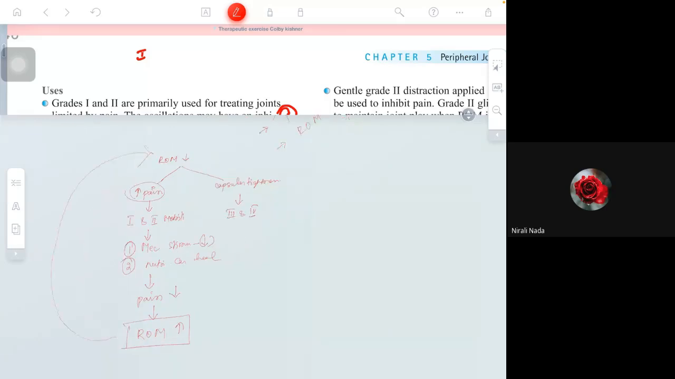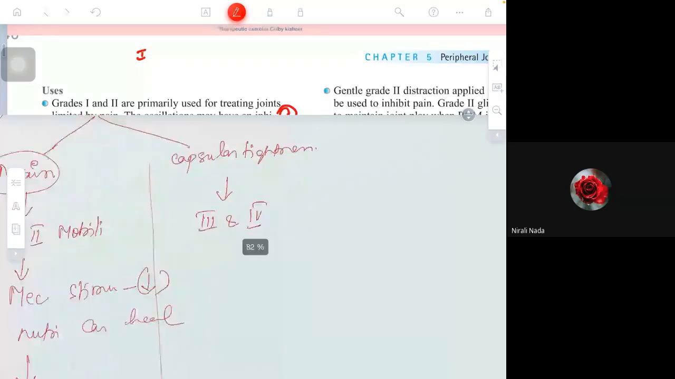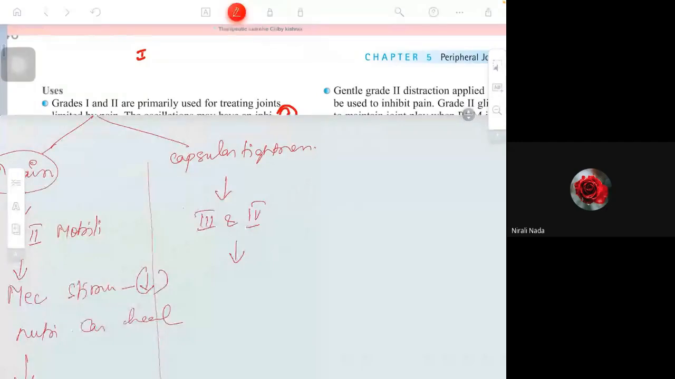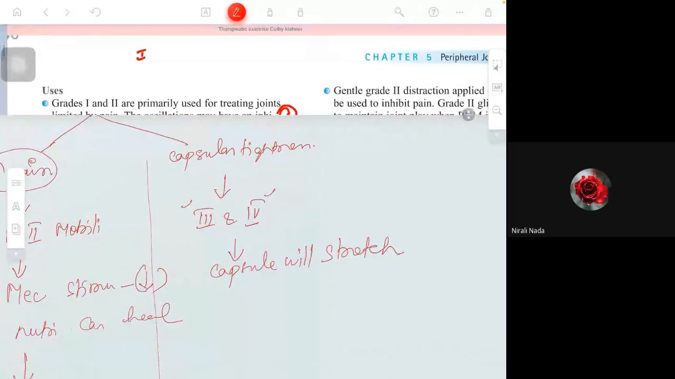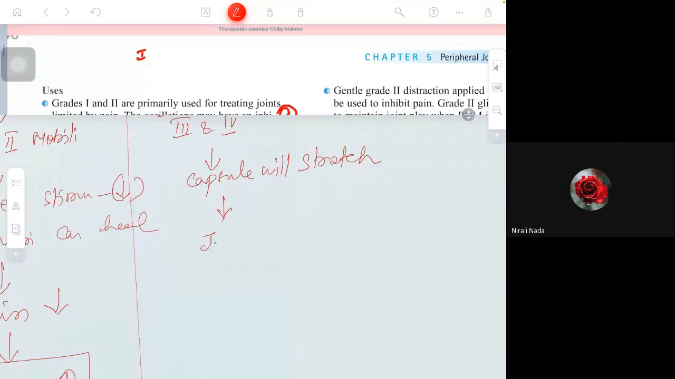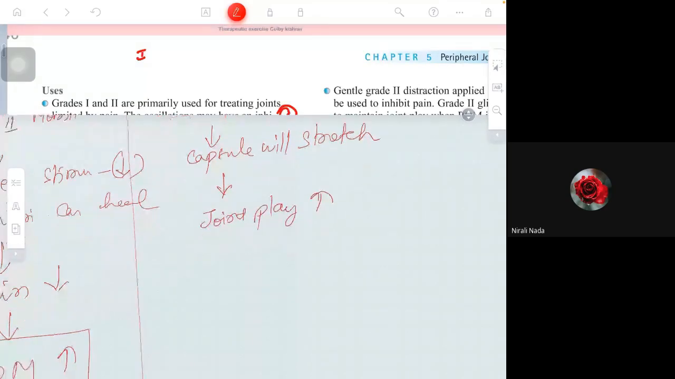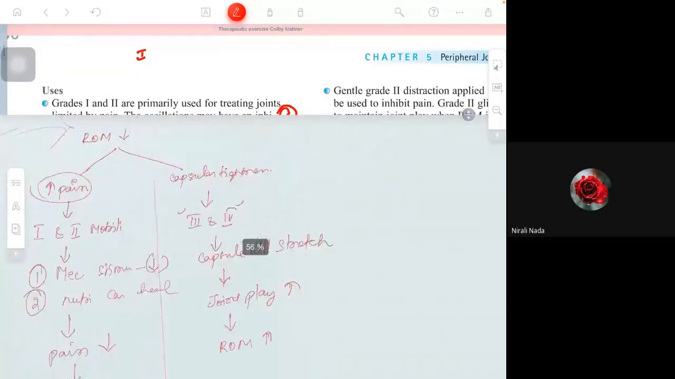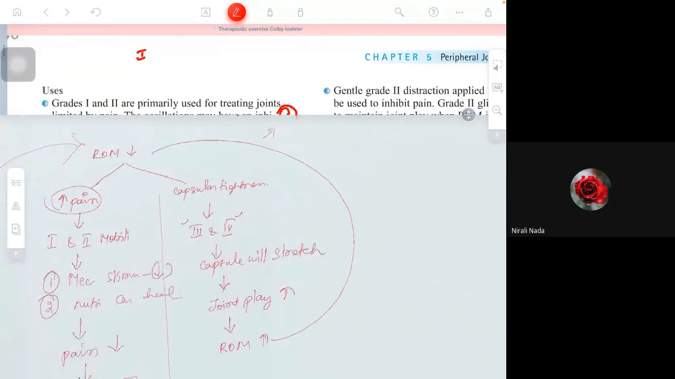And second, here, when capsular tightness is there, if you are giving grade 3 and grade 4 mobilization, capsule will stretch. If capsule is stretched, joint play is increased. Available joint play. If joint play is increased, range of motion is increased. I think I am clear. Yes? Yes, sir.